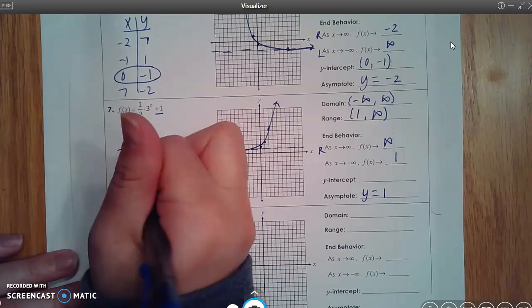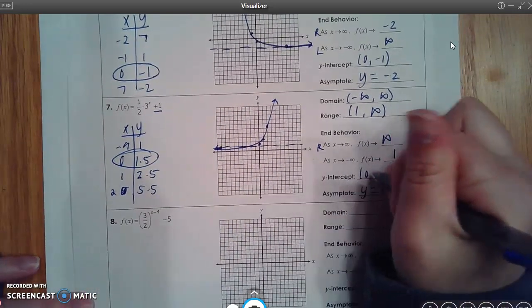Last thing we need to do is find our intercept, and that occurs when x is equal to 0, and that's at 0, 1.5.